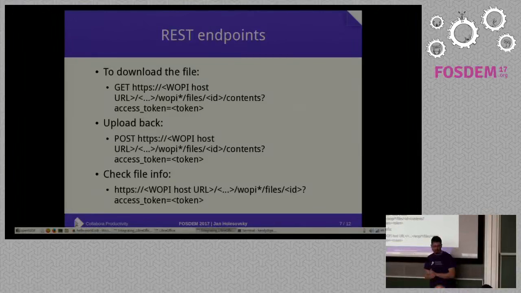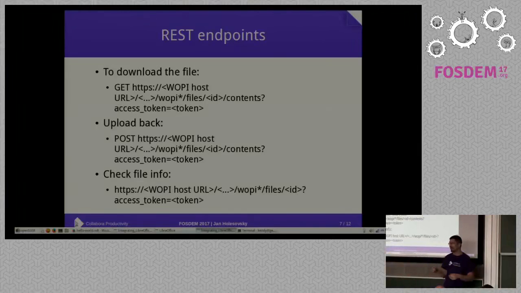The REST endpoints are quite trivial. So when you have a document that you need to download, the URL needs to look like this. The WOPI host URL, that's the server part you need to talk to. Then there can be anything in between, more slashes or anything, but then there has to be the word WOPI, and then again it can continue with anything. You can define that, but after that it has to be files, then the ID of the file, and contents, and access token.